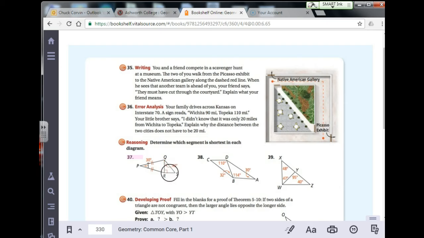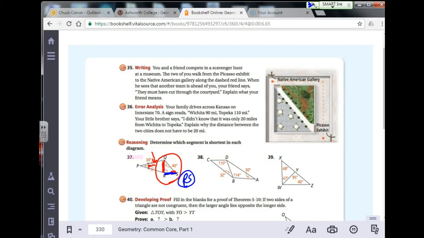And I don't know if that makes a lot of sense or not. But my point is that they're wanting you to see is QR, which is the shortest side of this triangle because it's across from the smallest angle, is not the shortest side of this triangle, because again that would be a 50 right there, and so this side would be longer than this side right here. So therefore RS really is the shortest side.